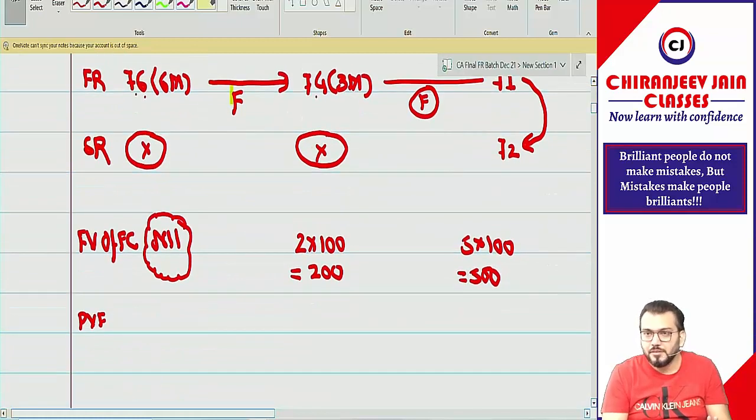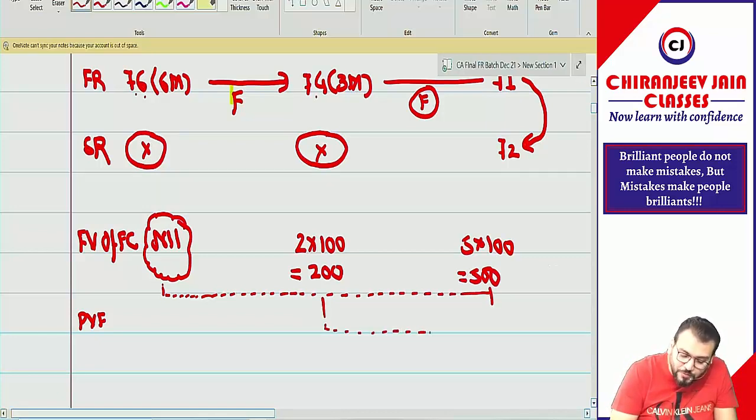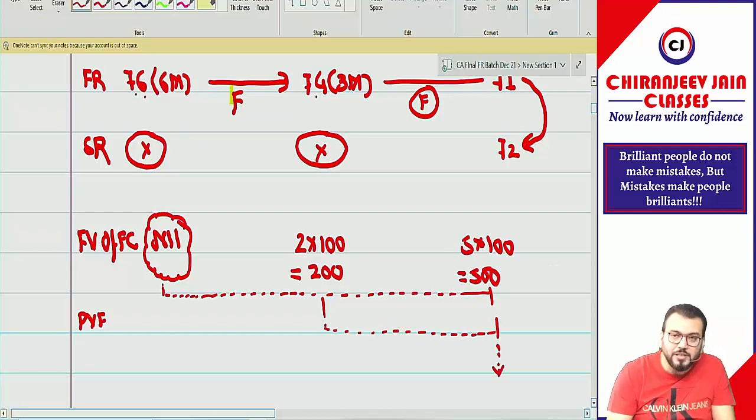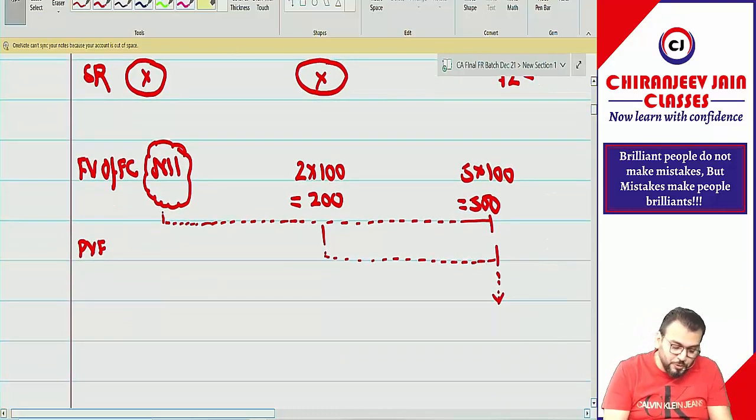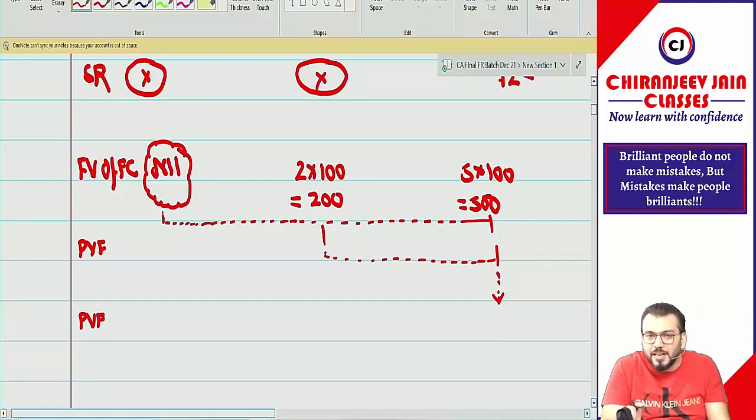Correct now? Understood what I am saying? So if it is nil, this will be realized at the end of 6 months. This will be realized at the end of 3 months, and this will be realized right now only. It means if you want to find out the present value, what will be the present value factor for the first nil? It will be discounted for 2 tenure, correct?